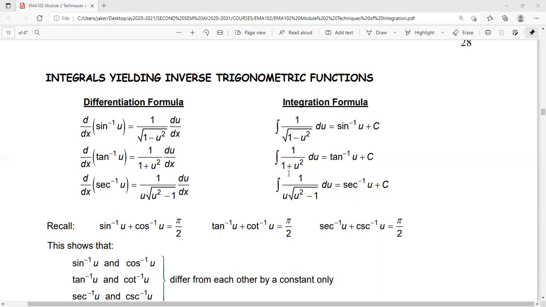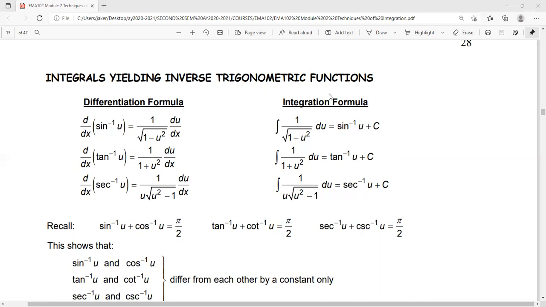It's the same thing with the second formula, 1 over 1 plus u squared. You're going to integrate it in terms of u. That yields the arctangent of u. And in this one, you just interchange the manner of subtracting in here. So instead of 1 minus u squared, you place here u squared minus 1. And before the radical sign, you should have the u. That should give you the arcsecant of u. These are the 3 main formulas for functions which, when integrated, will yield inverse trigonometric functions.